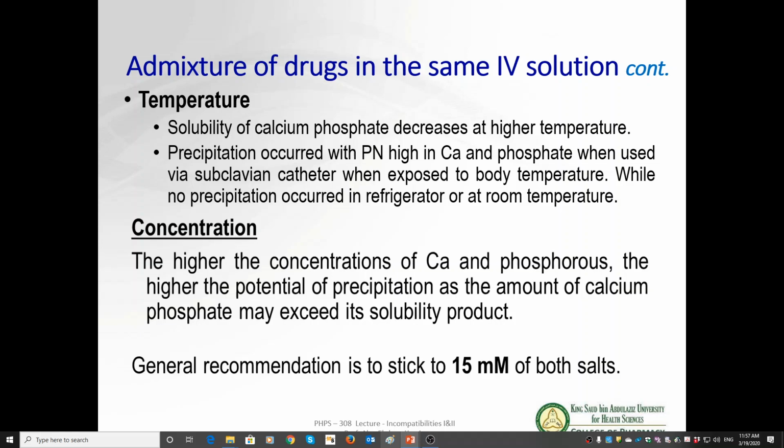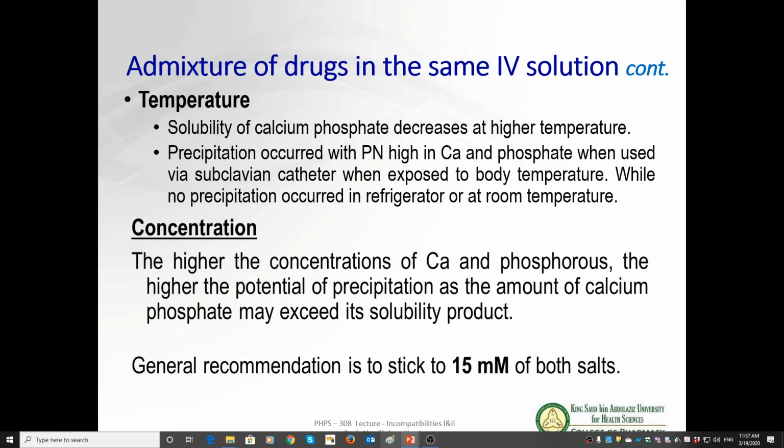The reason for that, the tube was attached to the body of the patient, because you know the subclavian is exposed, and the tube going into the subclavian is touching the body of the patient, and with time this tube gets warm by the body temperature and gets closer to 37. This caused the precipitation in the tube. So due to the temperature, they concluded that it should be away from the body. This tube should be away from the body.